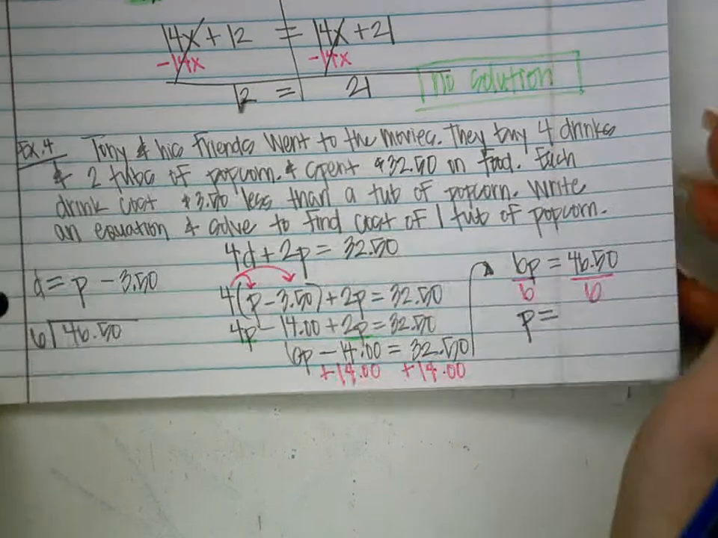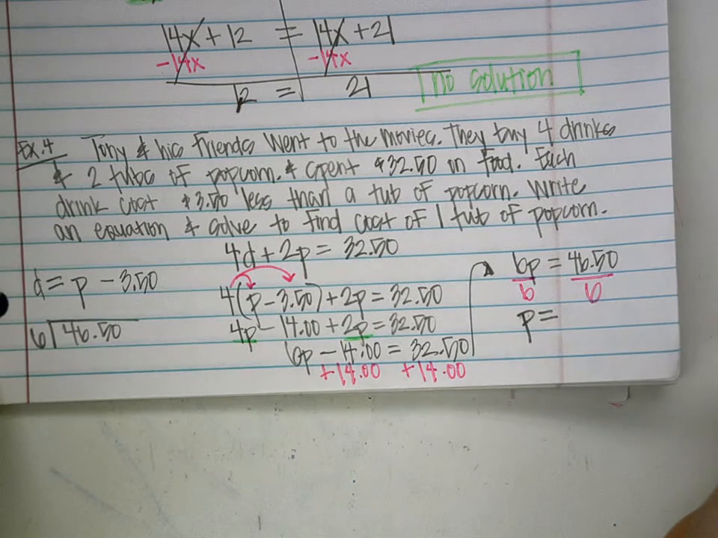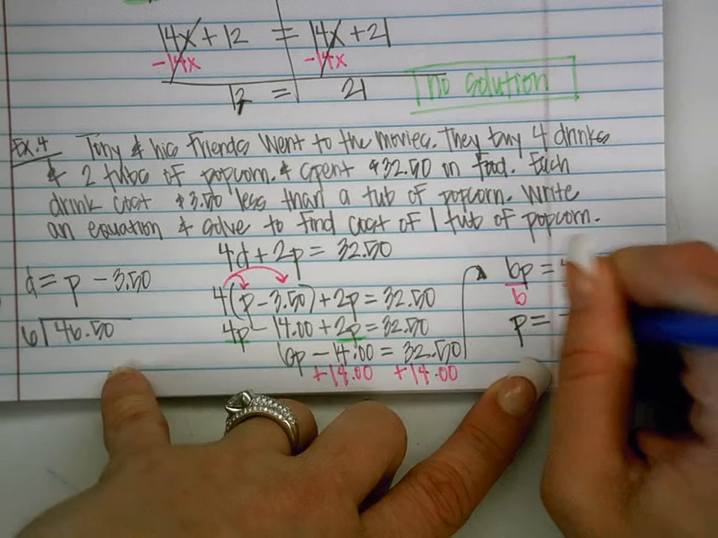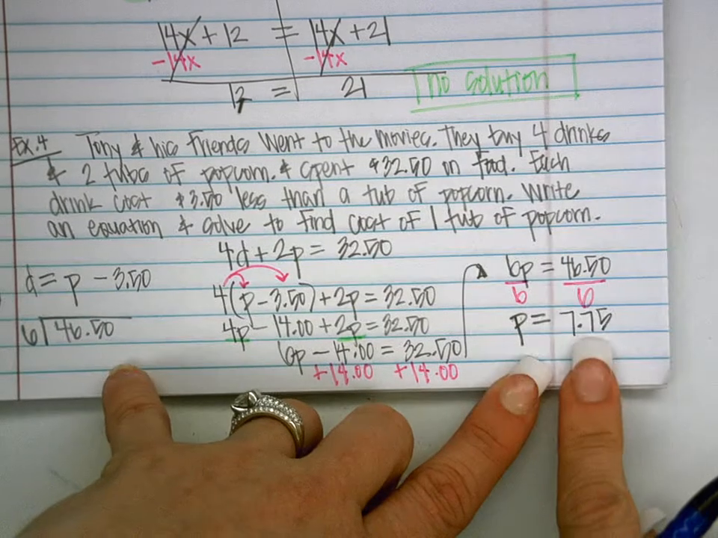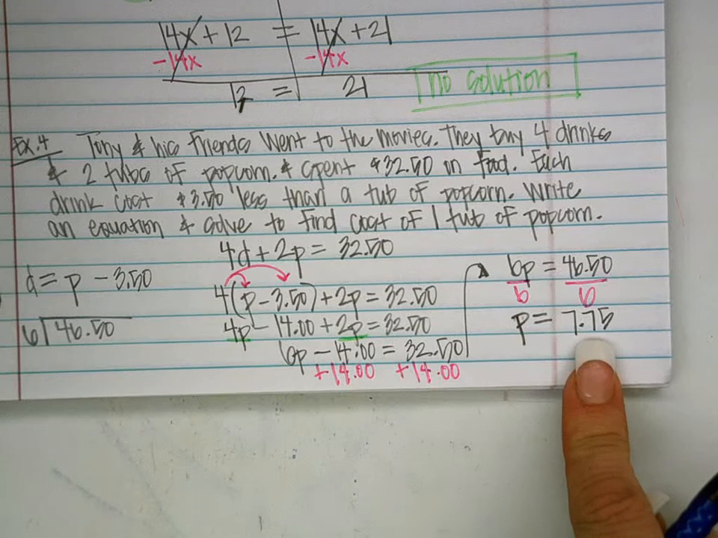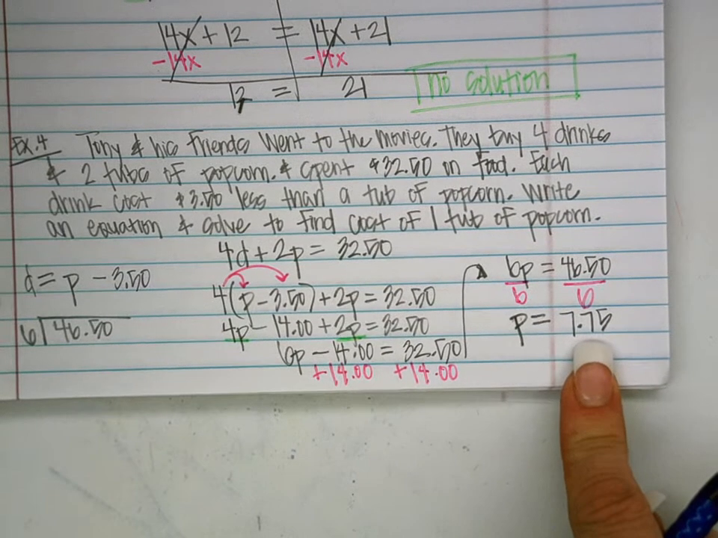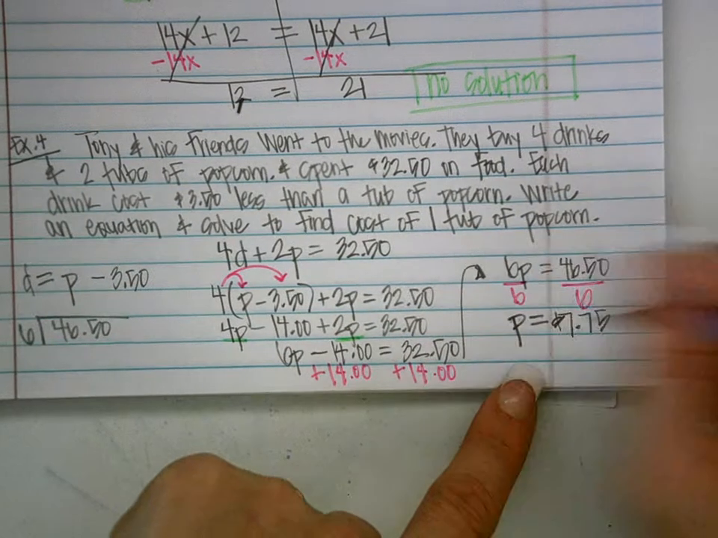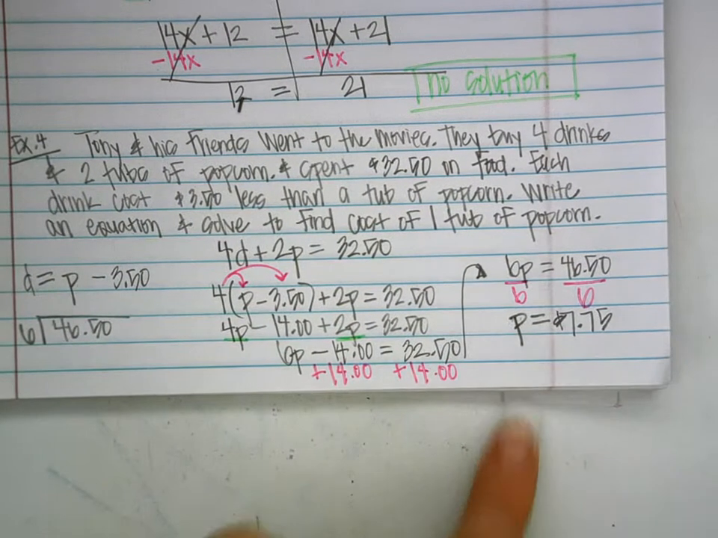Did we get any answers? What did we get? 775. Now, make sure you have the decimal point in the right place. If you forget the decimal place, it's going to look like a popcorn was $775. That doesn't make any sense. So your answer here should be $7.75. We found the cost of one popcorn.